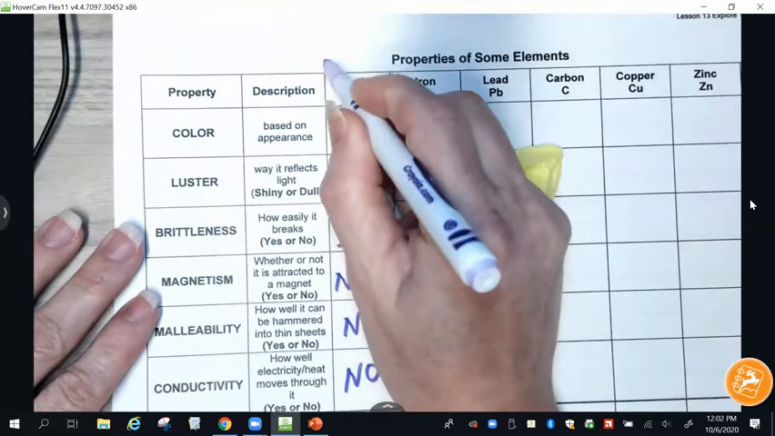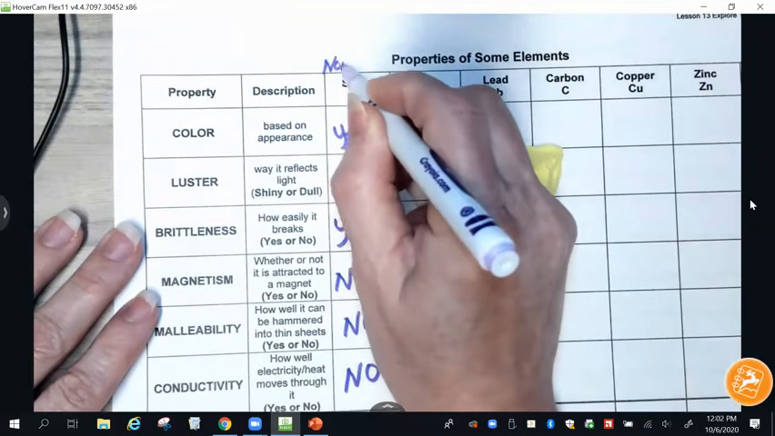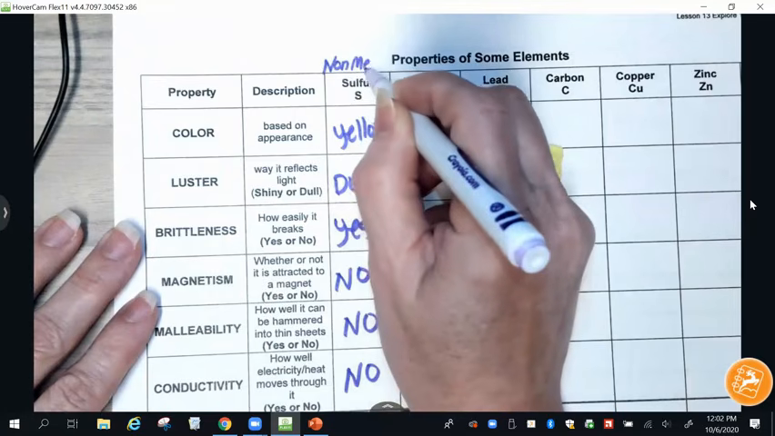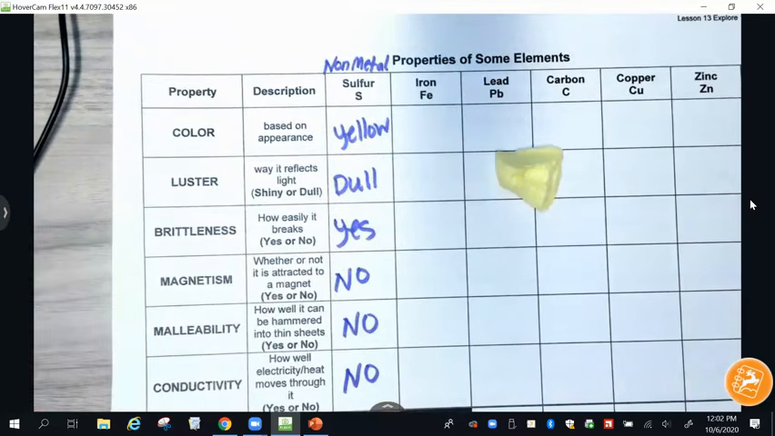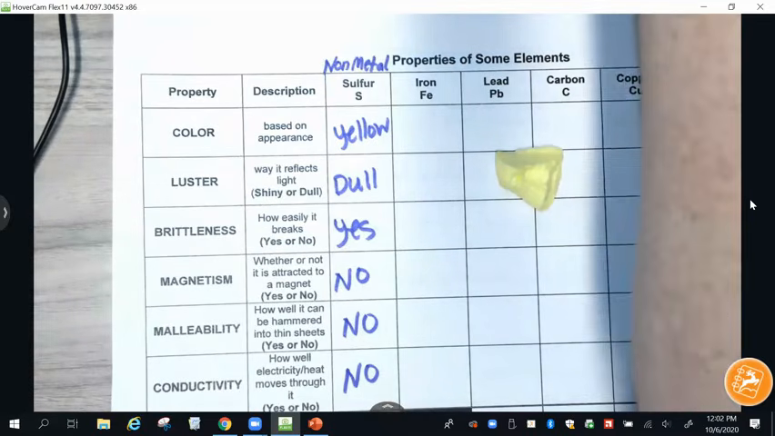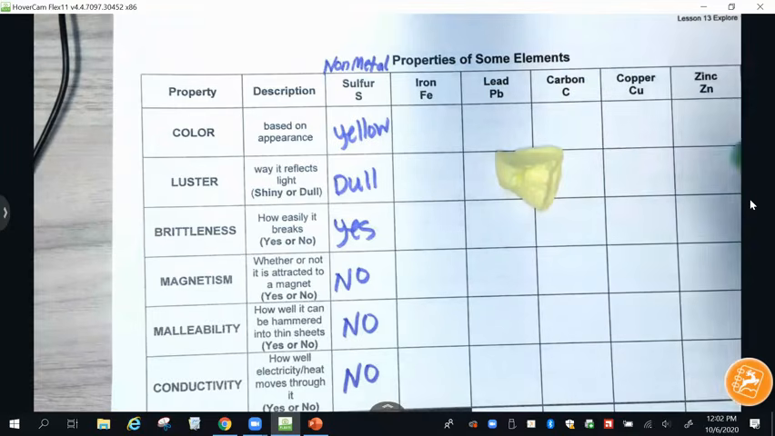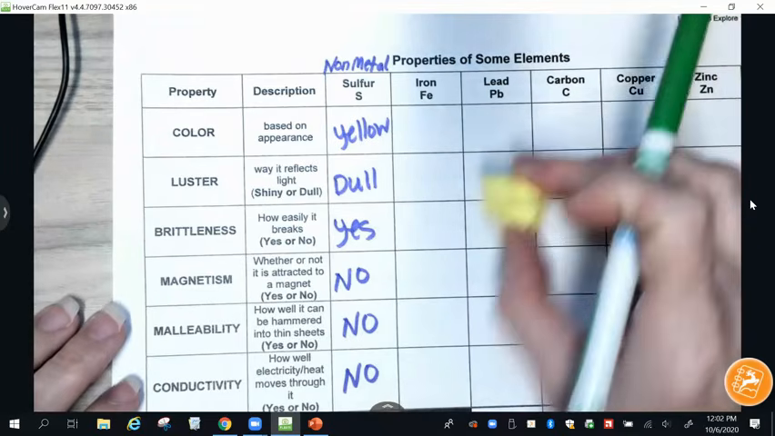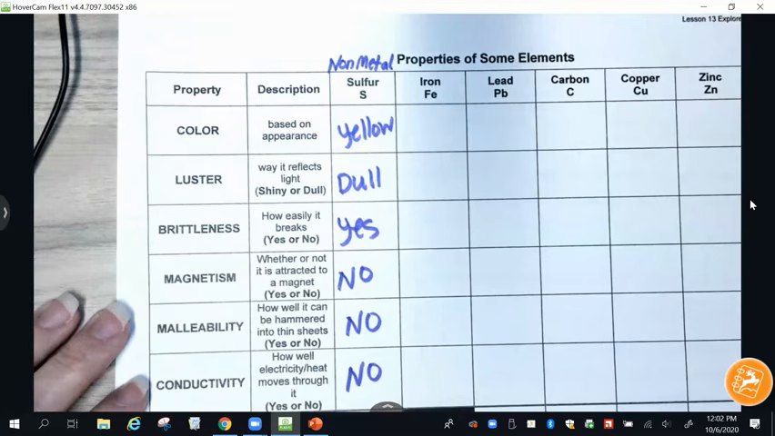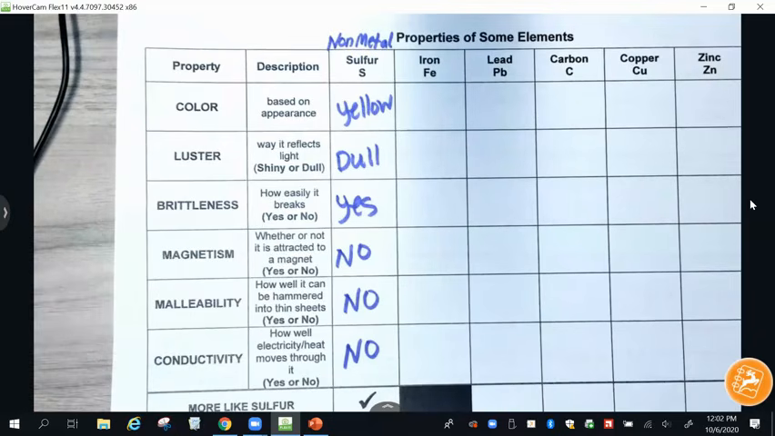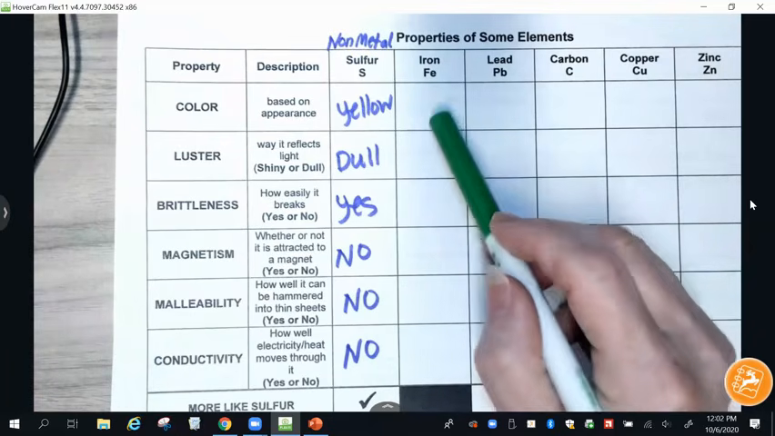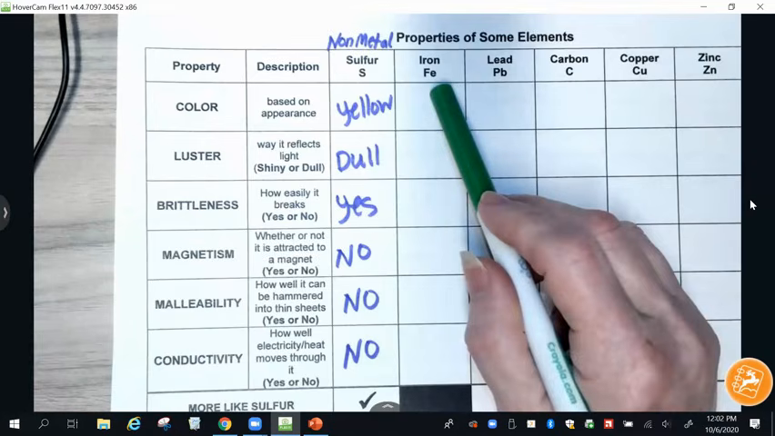At the top of sulfur, let's put non-metal. Just write that on the top. When I think of this, I think it's like negative because it breaks easily, it's not attractive, because it doesn't have all those things. Yeah. All right, the next one we're going to do is iron.